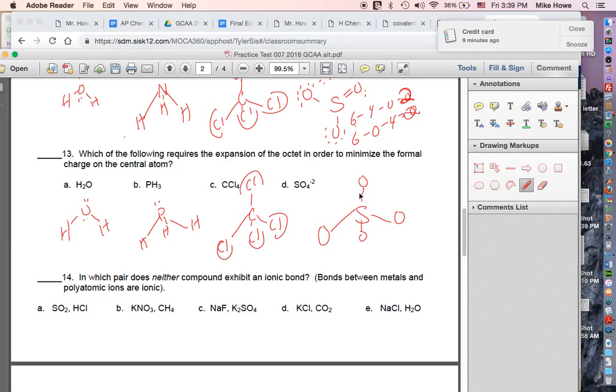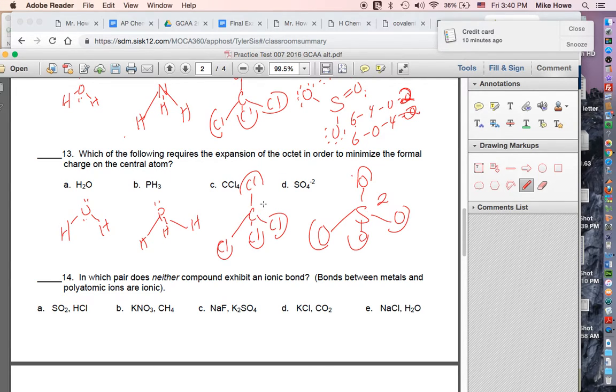All right, so let's see, the SO4 would have 6 plus 6 times 4, which is 24, so it's 32 valence electrons. So if you put 6 in here, and 6 in here, and 6 in here, and 6 in here, it all works out. However, the formal charge on the sulfur is 2.